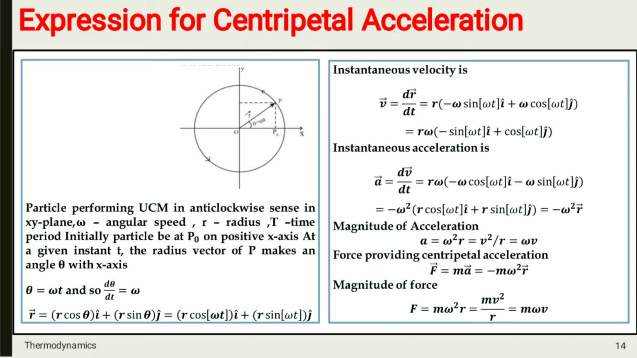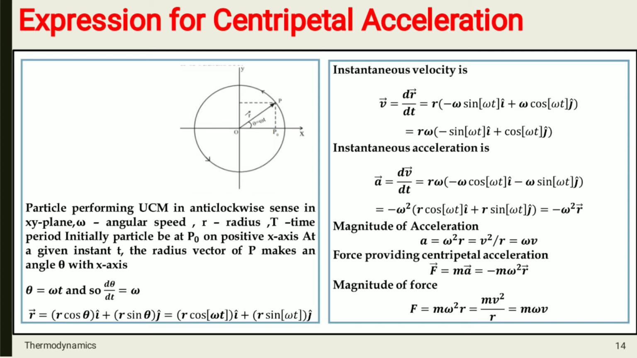So instead of theta you can write omega t, that is theta is equal to omega t. So your equation of the radius vector is r = r cos(omega t) i cap + r sin(omega t) j cap. Now we are going to calculate firstly the instantaneous velocity, and after that the instantaneous acceleration.